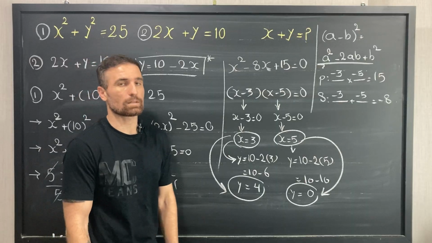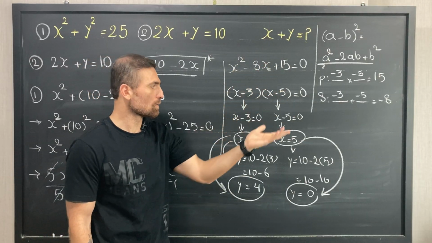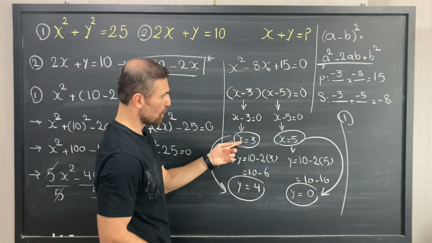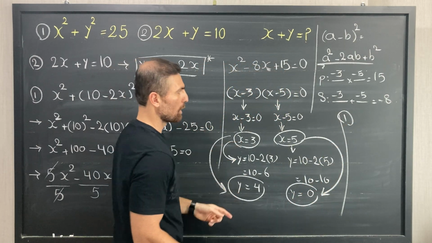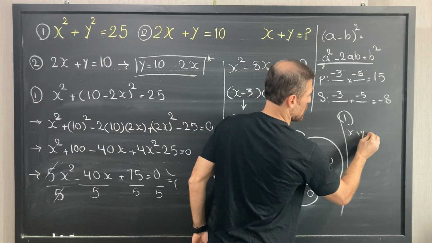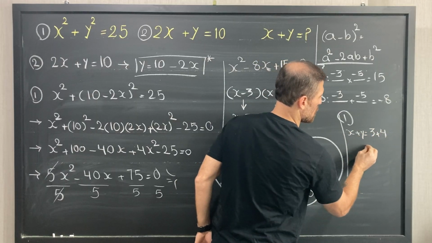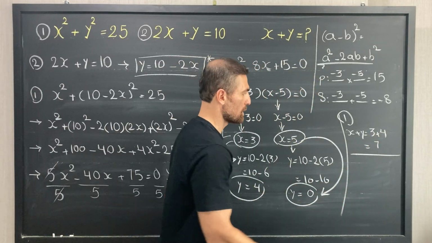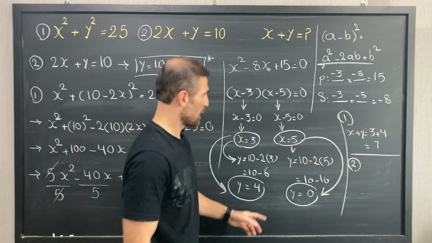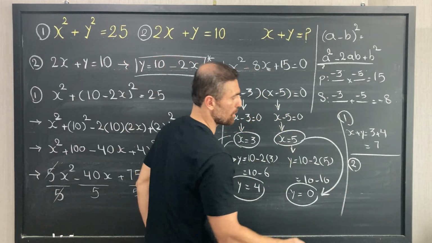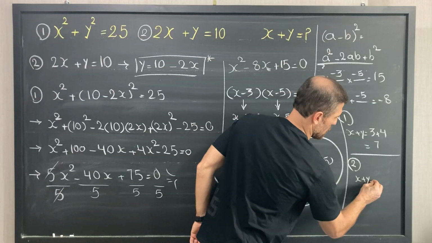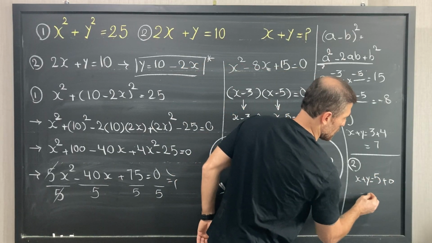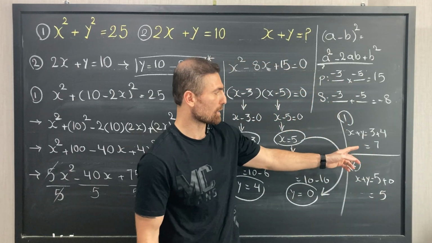Now, the question asks us to find the value of x plus y. So let's do it. In story 1, when x equals 3 and y equals 4, x plus y is going to be 3 plus 4. So x plus y is 7. This is our first answer. In story 2, when x equals 5, y equals 0, x plus y is going to be 5 plus 0 equals 5.